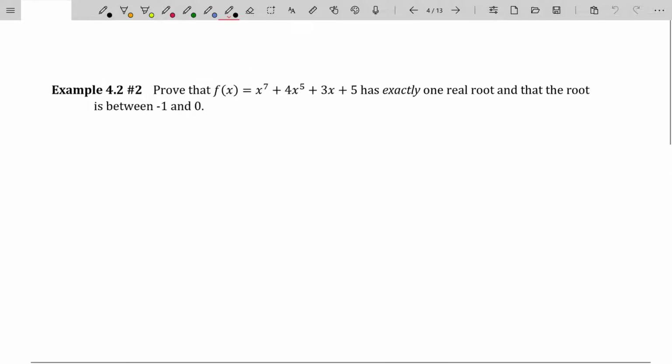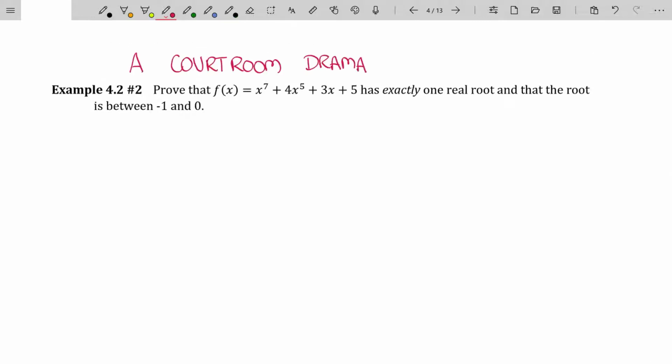And we're going to do this as if it were a courtroom drama. The reason why I'm doing it this way is because of the way we're going to prove that this function has exactly one real root, and that root is between -1 and 0. The proof style we're going to use is called proof by contradiction. And there are a few things that I need to set up before we get there. This specific style of proof is called an existence and uniqueness proof.